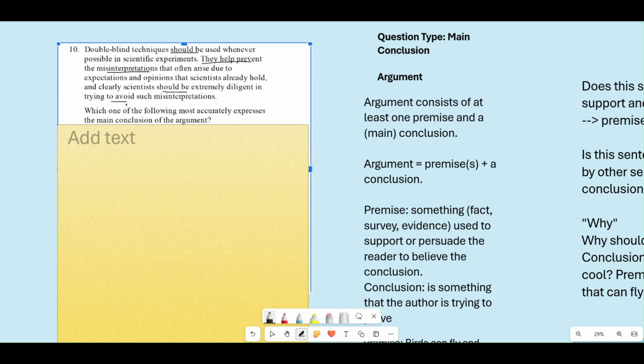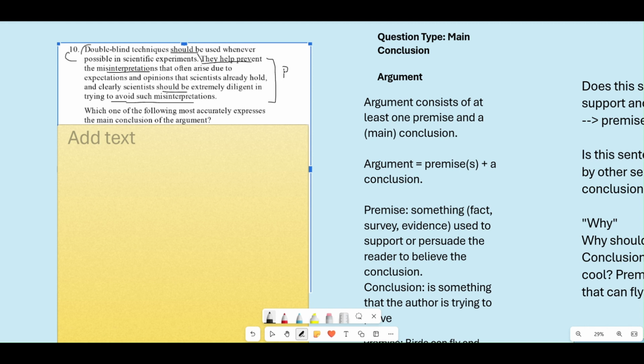Okay, now we see that these two statements, that scientists should avoid misinterpretations and that double-blind techniques prevent misinterpretations, support this sentence that double-blind techniques should be used whenever possible. And we can see this. Why should we believe double-blind techniques should be used whenever possible? Well, they prevent misinterpretations, and scientists should avoid misinterpretations. That was a mechanical approach to understanding what the conclusion is here and what the premises are here.